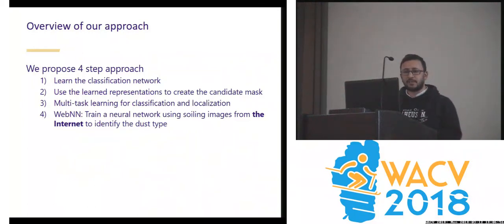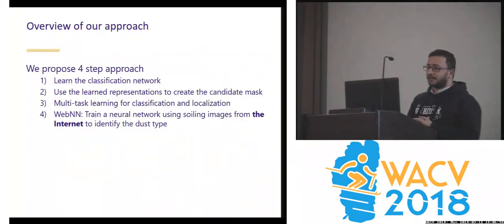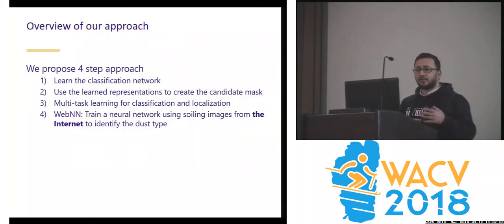We first learn the classification network. We then use the learned representation to create a candidate mask. Then we train a network to jointly do both classification and localization. And then we use the web images to train a small neural network to identify the dust type.